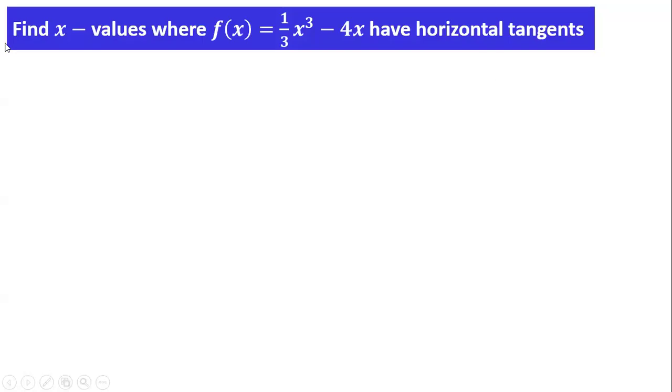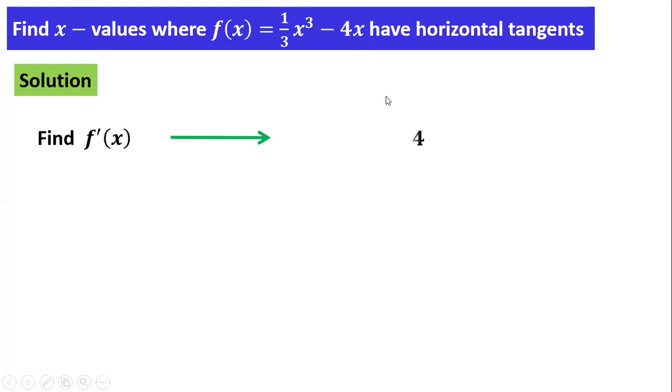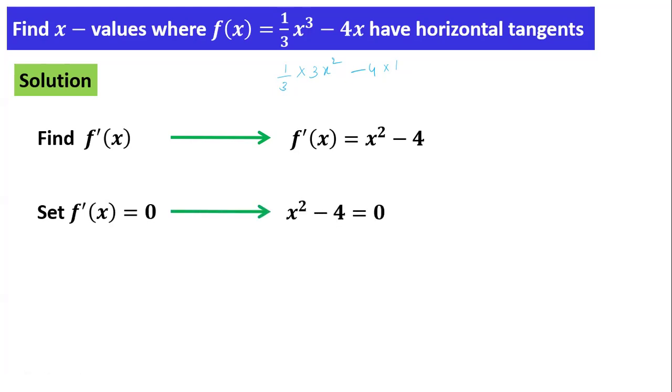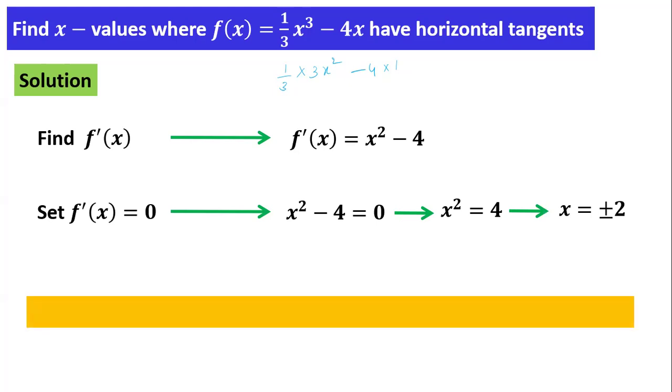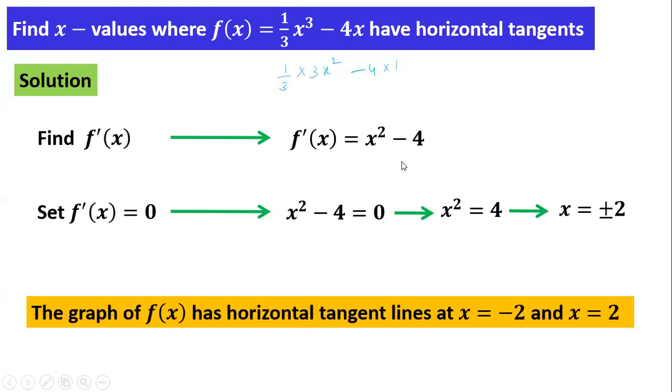A quick example: find x values where f of x has horizontal tangents. What's the first step? Find f dash of x. And you apply the power rule. It's very simple. 1 over 3, this will multiply 3 in front and reduce the power to minus 4. x, when you differentiate, is just 1 because 1 into x power 0. And this is what we got. Then set f dash of x to 0 and solve for it. x minus 4 is 0, and factorize it properly. x squared is 4. This is very important. x is equal to plus or minus 2. It's not just 2. Okay, so we got it. At x equal to 2 and minus 2, if you draw tangent lines, they will be horizontal.